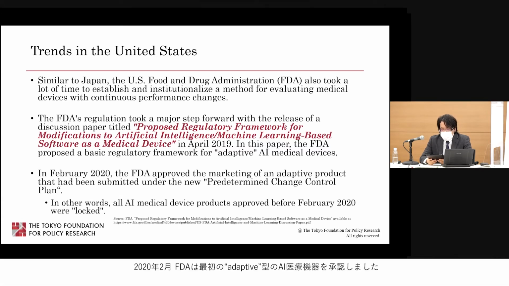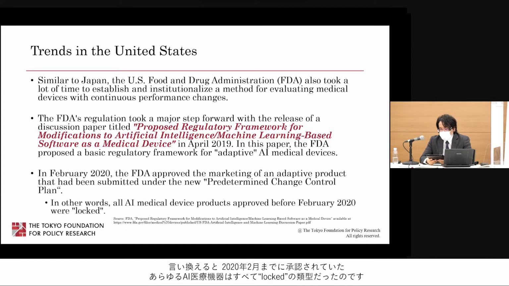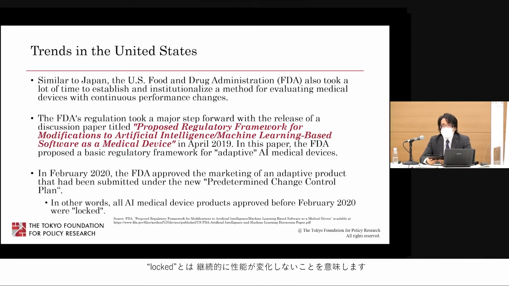In February 2020, the FDA approved the first adaptive product. In other words, all AI medical device products approved before February 2020 were locked. Locked is not continuously changing. Locked means not changing functions.